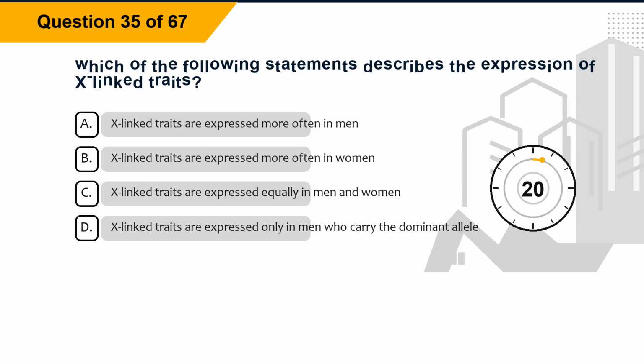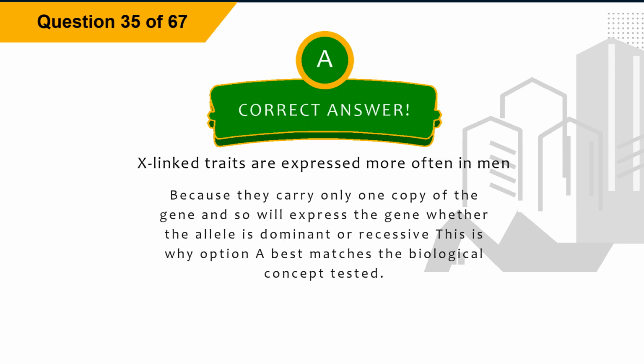Question 35. Which of the following statements describes the expression of X-linked traits? Option A, X-linked traits are expressed more often in men. Option B, X-linked traits are expressed more often in women. Option C, X-linked traits are expressed equally in men and women. Option D, X-linked traits are expressed only in men who carry the dominant allele. The correct answer is option A, X-linked traits are expressed more often in men.